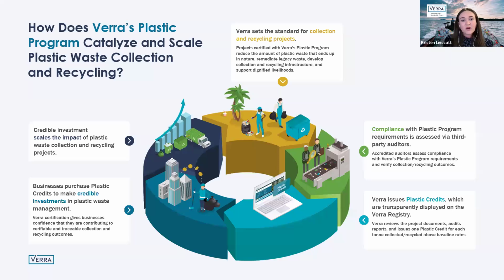The premise is that projects across the world can certify themselves with the program, and after undergoing a third-party audit and review by Verra to confirm their activities' conformance with our requirements, they're issued plastic credits. Projects can then sell these credits to organizations as a means of funding their activities.